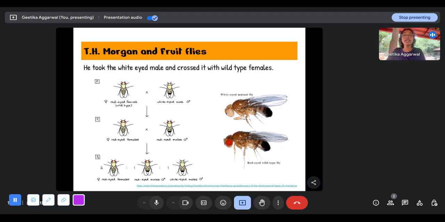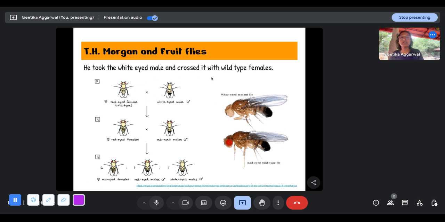Now what he did was, he took the white-eyed mutant, and then he crossed it with the wild type females. So this is the female. So how did he know that it was a male? From these cartoons, you can see that it's very easy to distinguish males from females in Drosophila. One of them is that males are smaller in size, and the other thing is that males have this black spot on the end of their abdomen, or the end of their tail, but females lack that. Okay, there's no black spot.